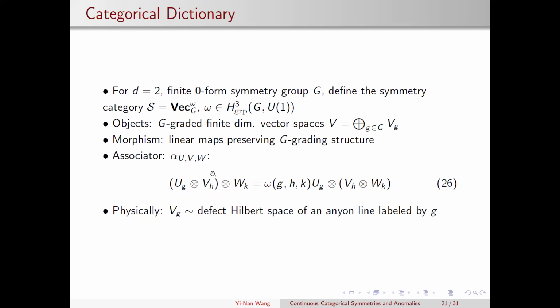And the associators describe the phase difference in composing three vector spaces V_g, V_h, and V_k, labeled by g, h, k, in two different orders. This picture is exactly one-to-one correspondent to the F-move picture I showed you before, and ω is exactly the third group cohomology element that captures the anomaly information. Also, physically, this vector space V_g is interpreted as a defect Hilbert space of an anyon line labeled by the group element g. Okay. So that was the symmetry category for a finite group.